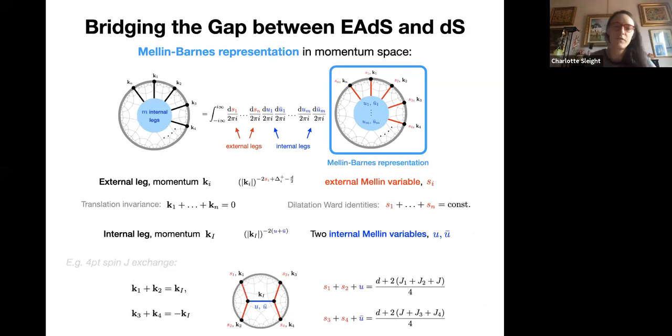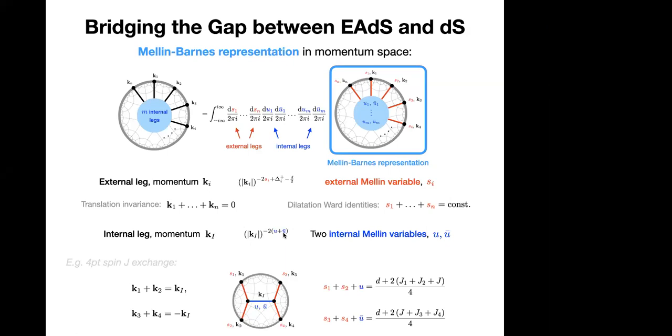If you also have an internal leg, like in a 4-point exchange, in this Mellin-Barnes representation each internal leg in this scattering process is described by what I call a pair of internal Mellin variables, U and U bar, where the internal momentum or exchange momentum, K capital I, enters the Mellin representation the way that you see here. So we have an exponent that depends on these internal Mellin variables through their sum, U plus U bar.